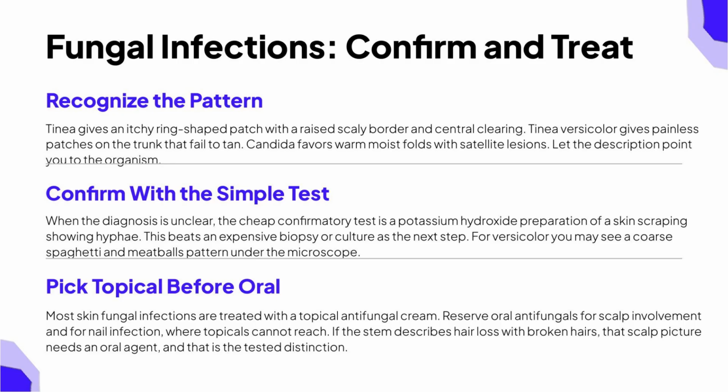Next, the common fungal infections. 3 moves: recognize the pattern, confirm it cheaply, then choose topical before oral. First, the patterns. Tinea, or ringworm, is the itchy ring-shaped patch with a raised scaly border and central clearing. Tinea versicolor gives painless patches on the trunk that fail to tan. Candida likes warm, moist skin folds and shows satellite lesions around the main patch.